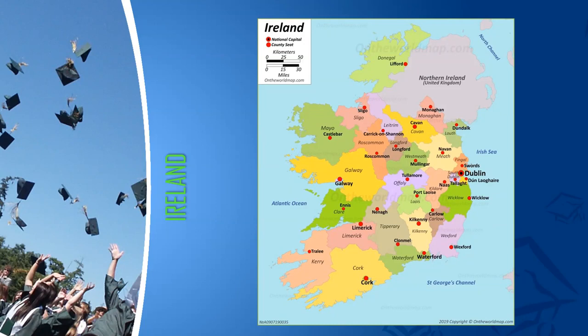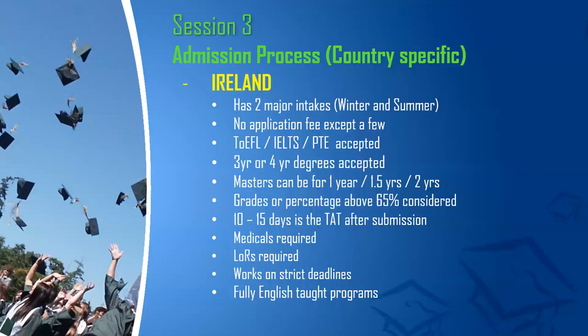If you have 65% and above, they look at giving you admits into programs like data science, IT, computer science, engineering, pharmaceutical, pharmacology, pharmacokinetics. All these programs are popular with them. Looking at the specifications, January and September are their major intakes, and some have summer intakes also. No application fees except a few. TOEFL, IELTS, and PTE are accepted. They have no problem with 3 or 4 year degrees. Masters can be 1 to 2 years, with 65% and above. Turnaround time is 10 to 15 days.